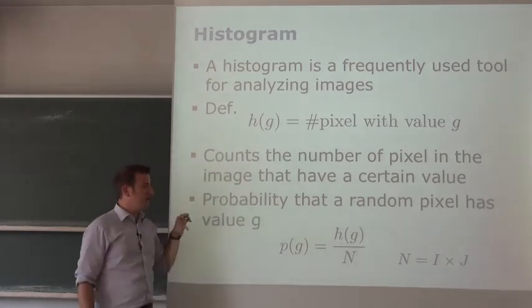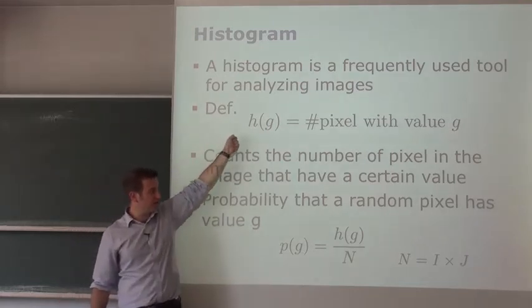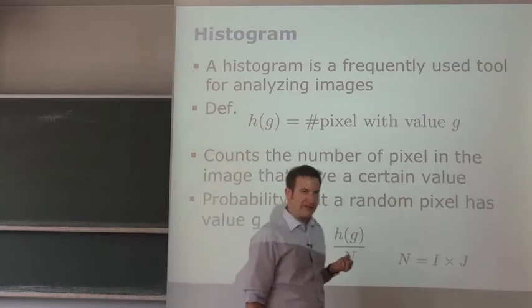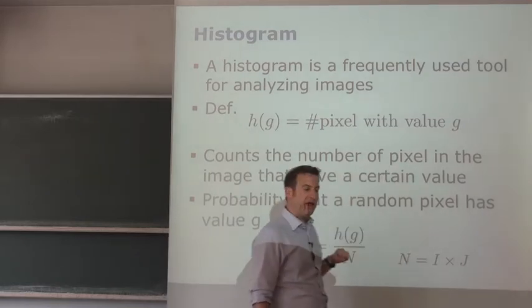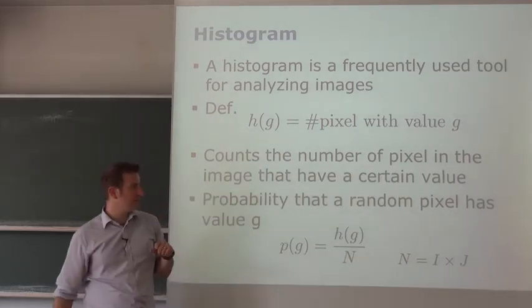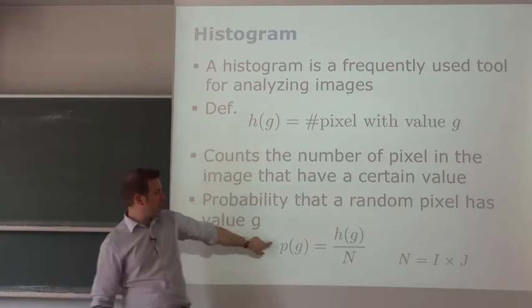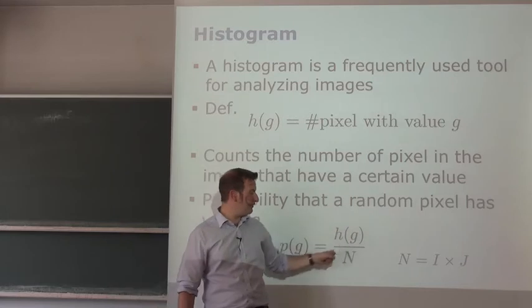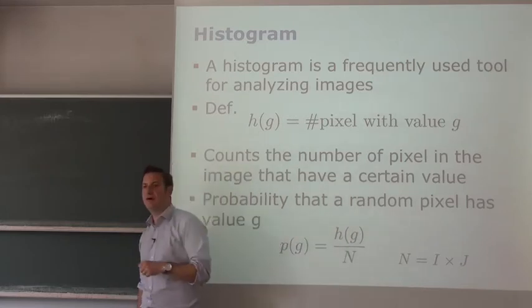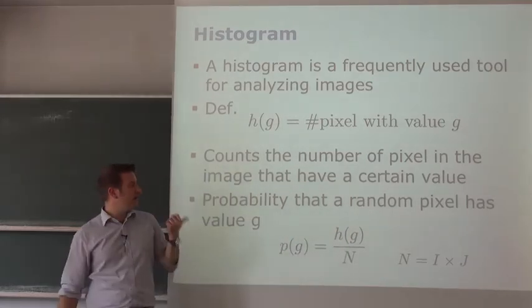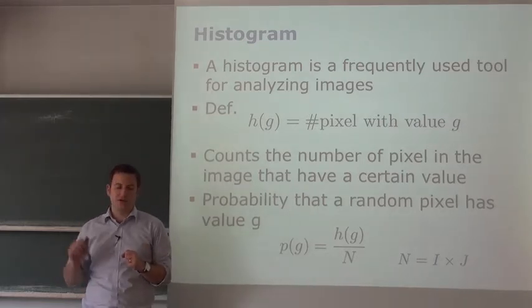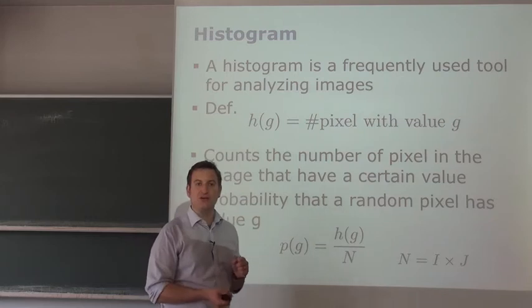And then, if I divide this histogram by the overall number of pixels that I have, I obtain a probability distribution. P(g), defined as the histogram divided by the number of pixels, gives me the probability that a random pixel somewhere in my image takes this value g.